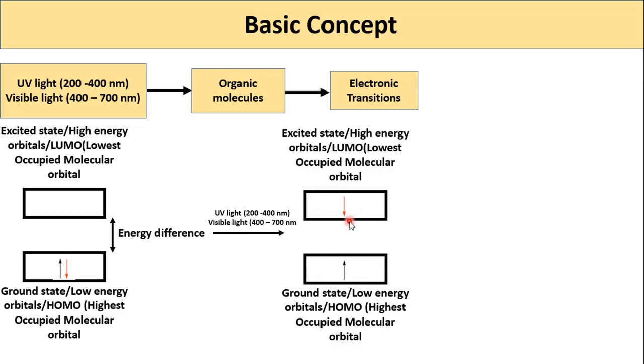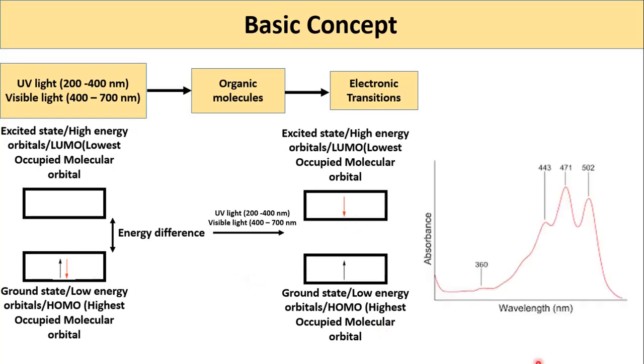It's very simple. Now if the electron is absorbing the light, then obviously we will get a spectrum. So in this particular example, our molecule is absorbing a wavelength of 360 nanometer as well as wavelengths of 443, 471 and 502 nanometer. So at these particular wavelengths, it is showing electronic transitions between ground state and excited state. On the x-axis it will always be wavelength in nanometer, and on the y-axis it will be absorbance.